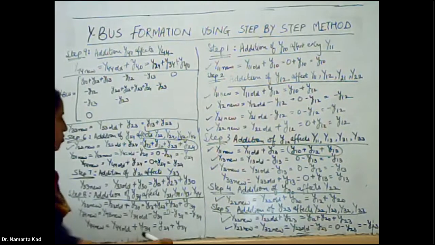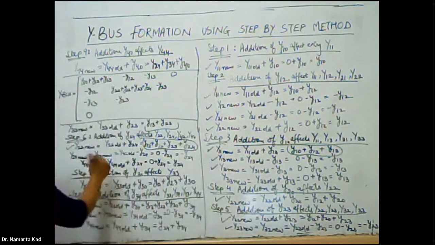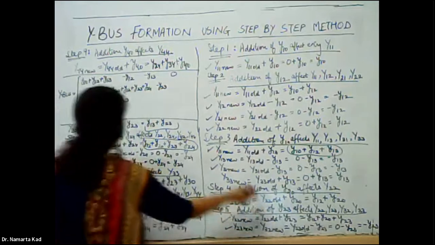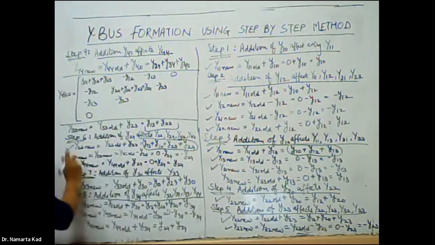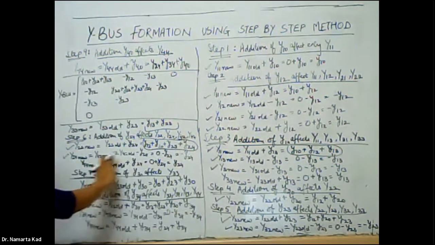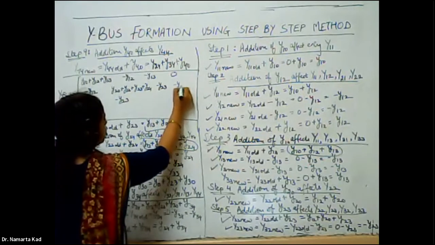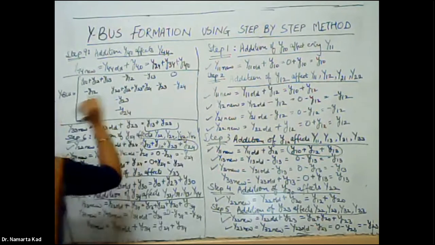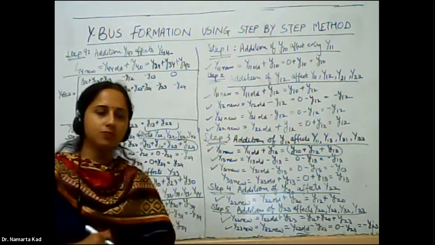Okay, next Y24 entry. This one is covered. So the Y24 entry is here, this one is 2, 3, and here this one is Y22. So Y24, Y42, and this is equal to minus Y24. Here it is also minus Y24. And similarly, you have to complete this matrix.